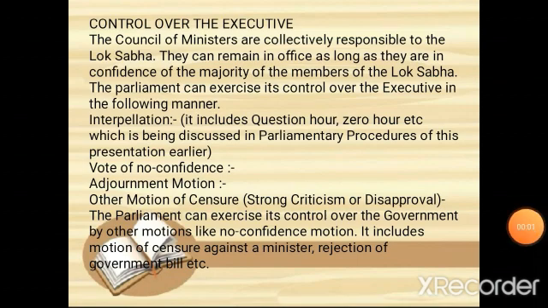The parliament can have control over the government through other motions of censure. Okay, they include adjournment motion, motion of censure against a minister or ministers, rejection of a government bill, passing of a private member's bill against the wishes of the government, etc.